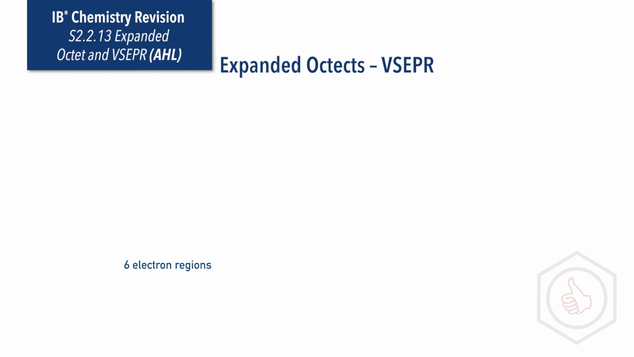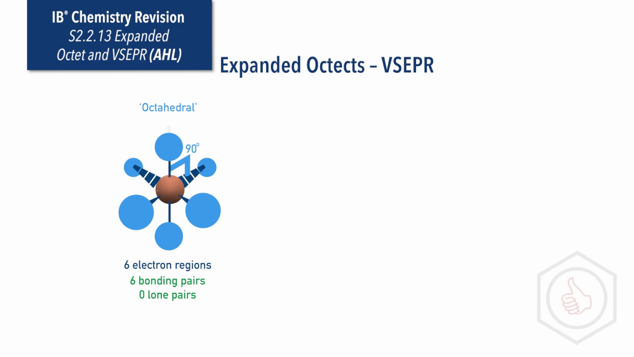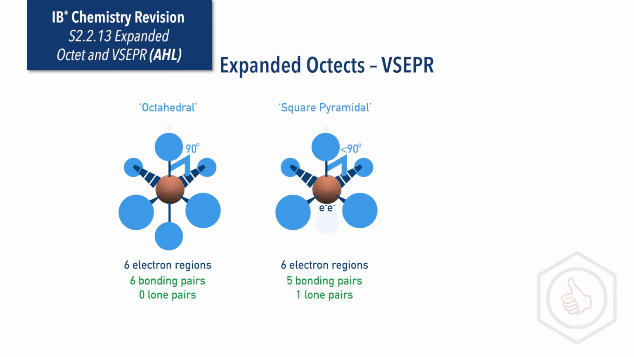If an atom has 6 electron domains or regions around it, of which all are bonding pairs, so 6 bonding pairs and no lone pairs, the molecular geometry would be described as octahedral. If, however, an atom has 6 electron domains around it, of which 5 are bonding pairs and only 1 is a lone pair, now the molecular geometry would be square pyramidal.